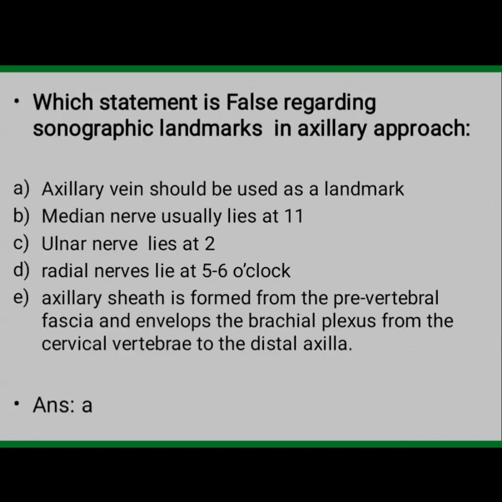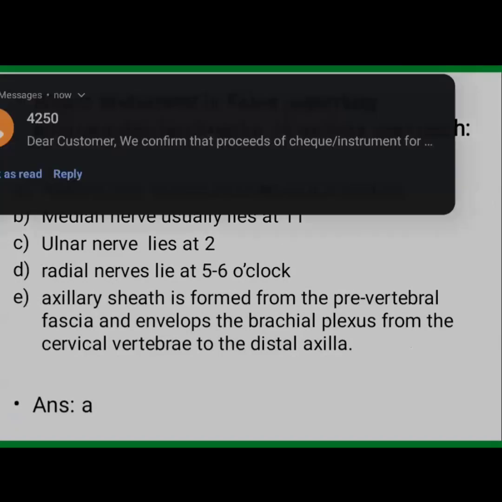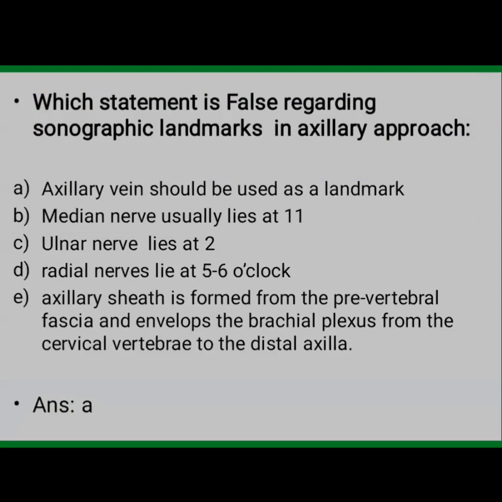Which statement is false regarding sonographic landmarks and axillary approach? The axillary vein should be used as a landmark. No, the axillary artery is used as a landmark. So all are true. Median nerve usually lies at 11 or at 12. Ulnar nerve lies at 2 or 3. Radial nerve 5 or 6. Plot position, yes.